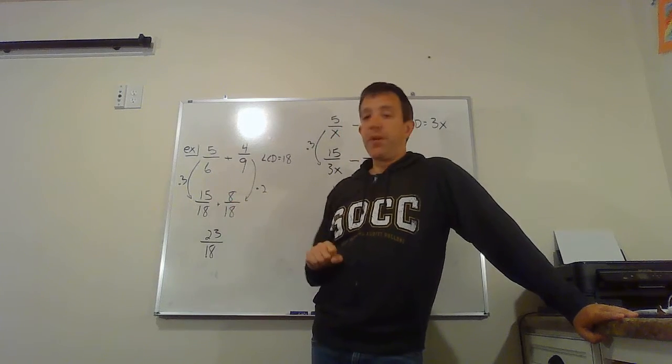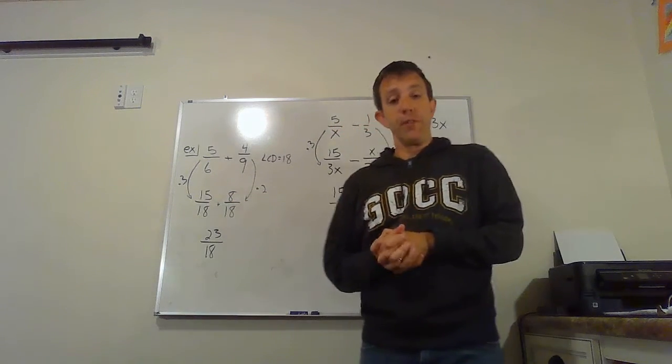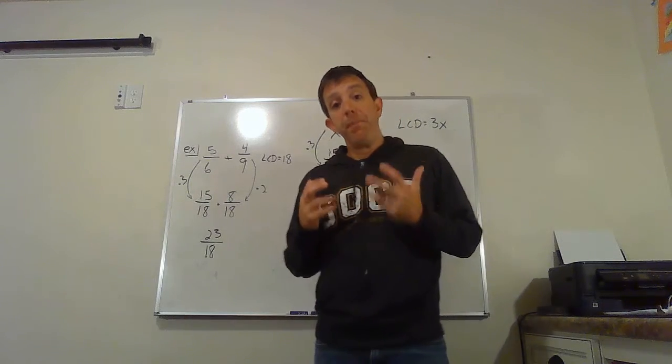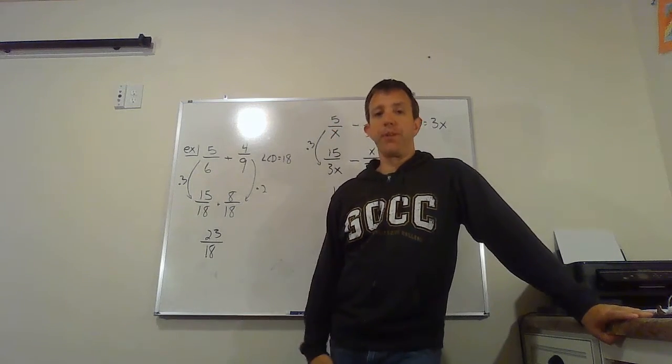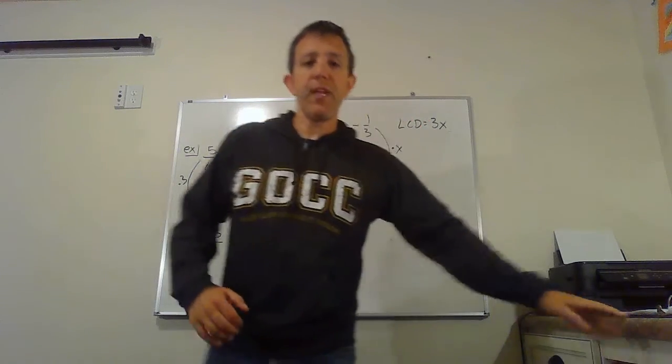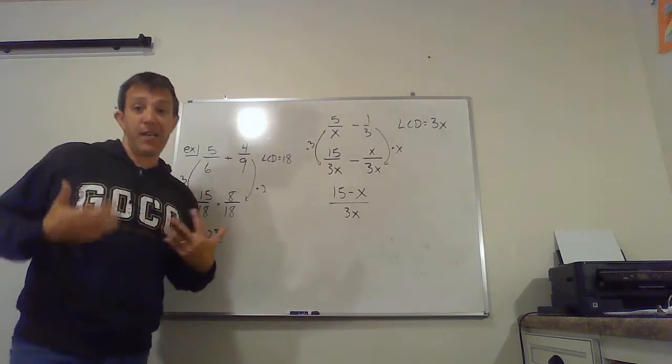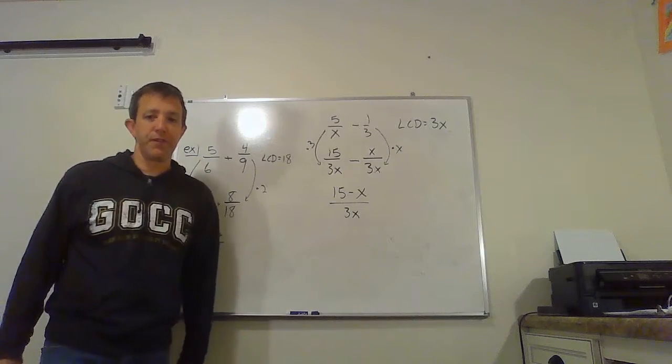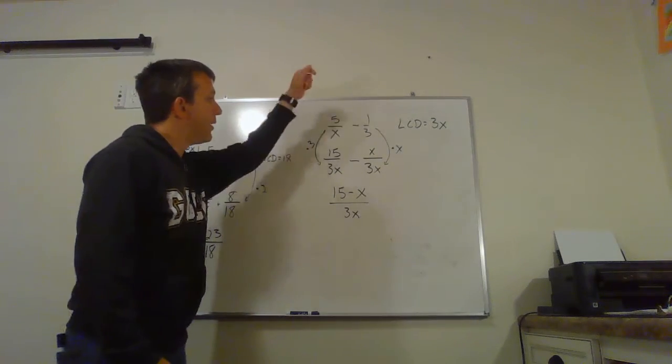And when I add, I get 23/18. And reduce your fractions if you can, but I am perfectly willing to work with improper fractions. I love 23/18. Great answer. All right, now for the one that actually has some letters in it, and then we'll get into the really fun stuff with some polynomials.